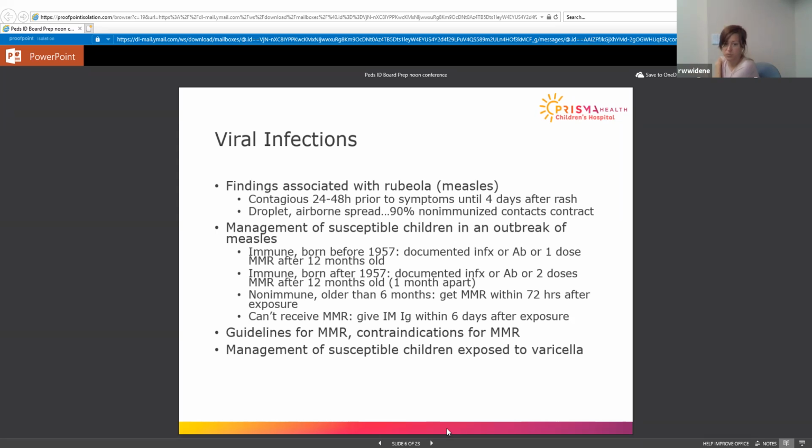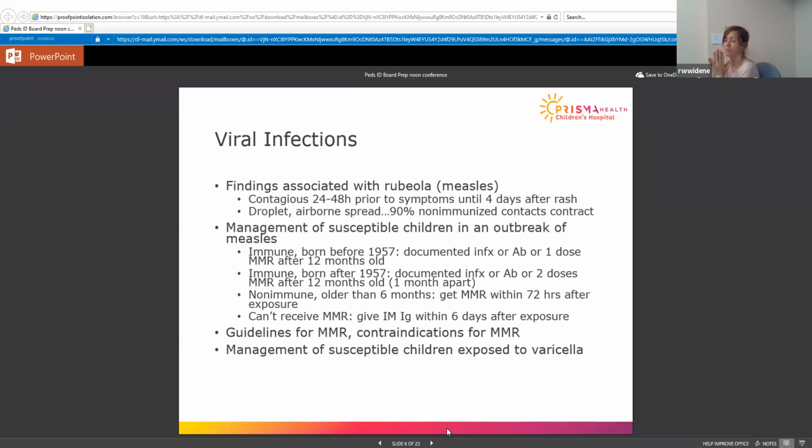Management of susceptible children in an outbreak of measles, and non-immunized contacts. In your stem, you're probably going to have somebody who recently traveled to an endemic area, is unvaccinated, or lives in an area where there's an outbreak. The one in the board prep that I was reading was a kid who turned out to have measles, was in the lobby of your office, and who do you need to worry about in your lobby?